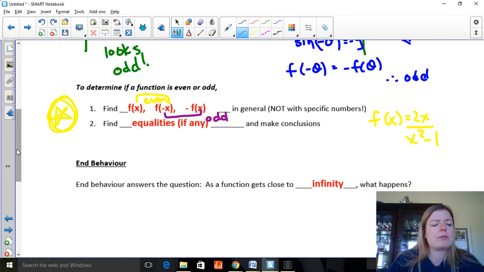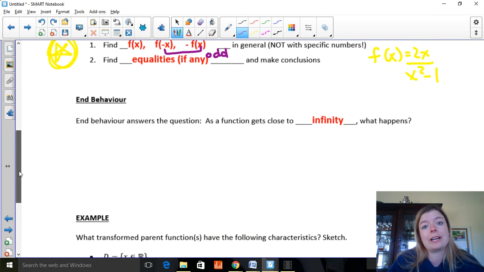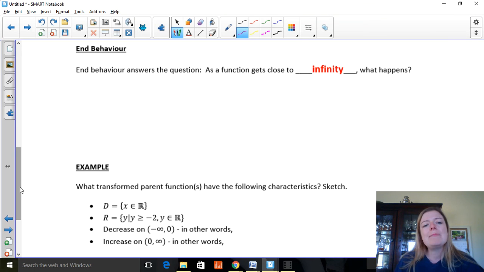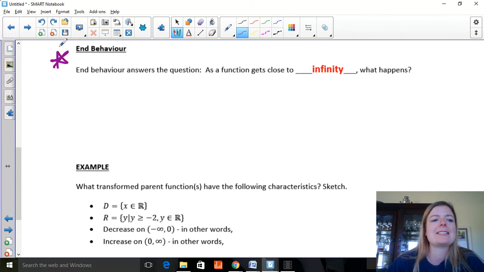Okay, so our last thing, this is a long note, I know, is end behavior. End behavior asks the question, as a function gets close to infinity, what is happening to the function? So you know how I'm always so annoying and tell you to make sure you draw your arrows on your functions? This is why, right here, folks, because they help you determine the end behavior.